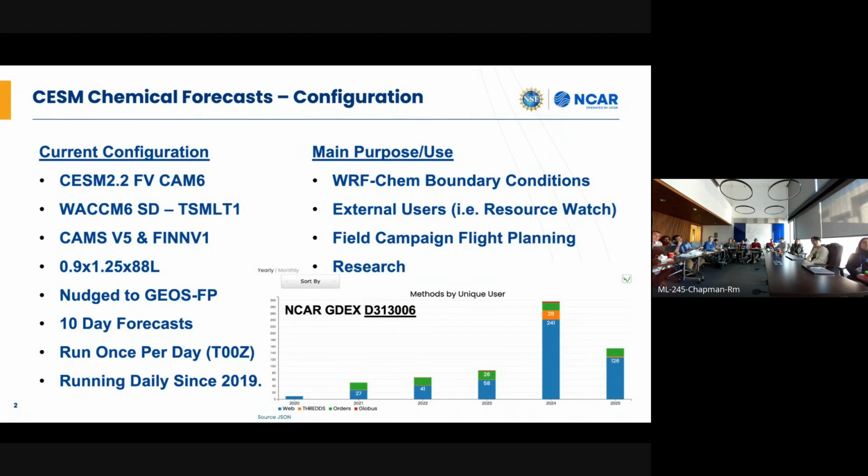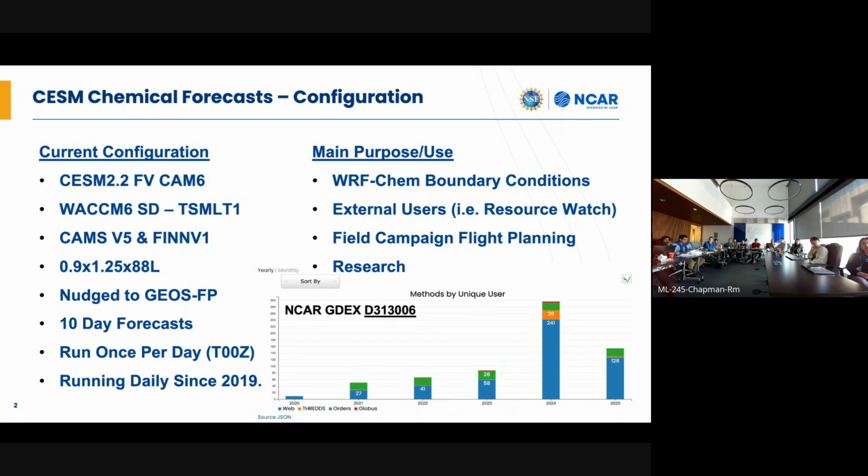And I've been doing it daily since 2019, although I know as far back as 2014, I think, we originally kind of started doing these types of forecasts. The main purpose, the way it currently gets utilized, is that we use them for our own WRF-Chem boundary conditions for WRF-Chem forecasts. I think there are others that also use it for those purposes.